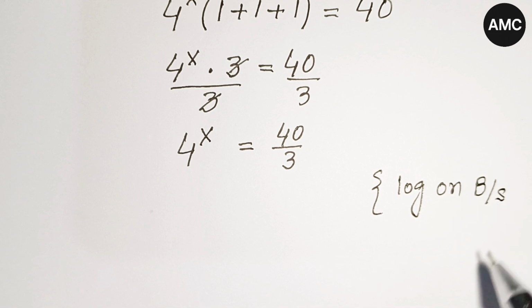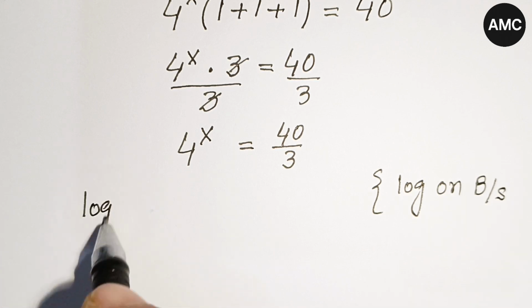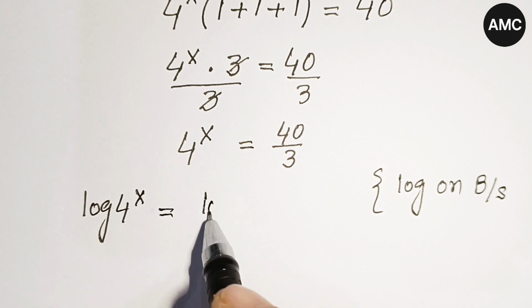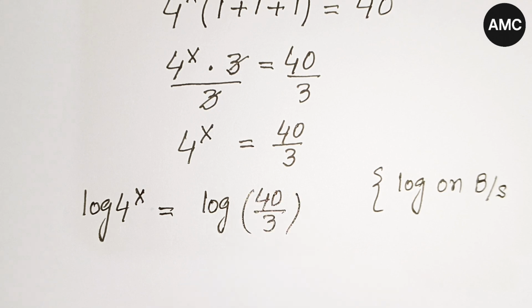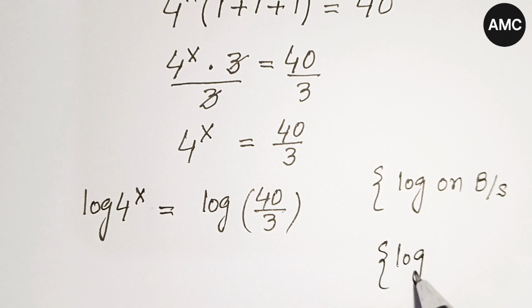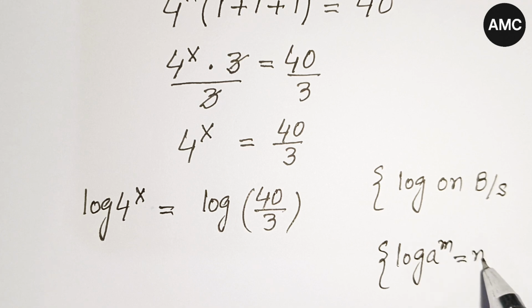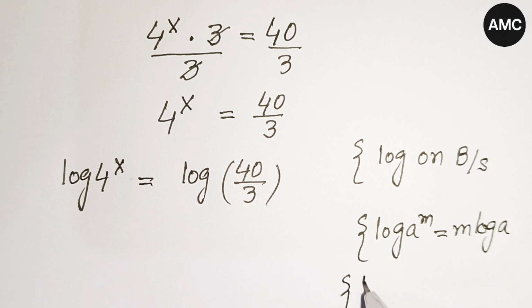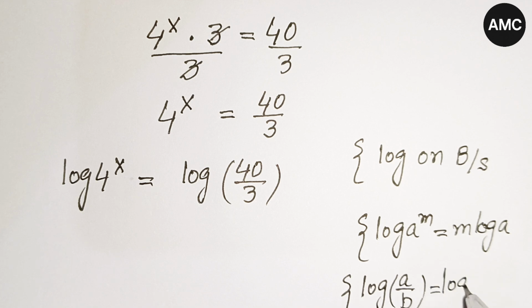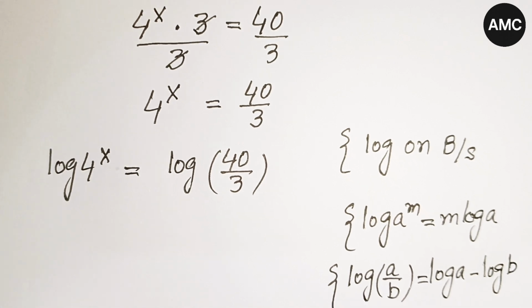So we get log 4 to the power x is equal to log 40 over 3. So using logarithm laws, as we know that if we have log a to the power m, it will be equal to m log a. Similarly, here we have another law, that is log a over b is equal to log a minus log b.